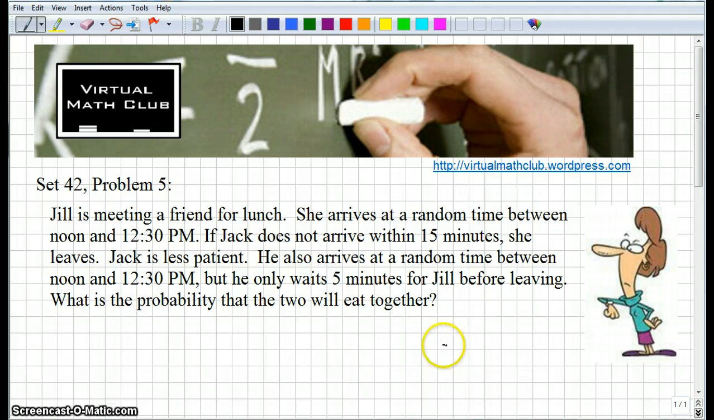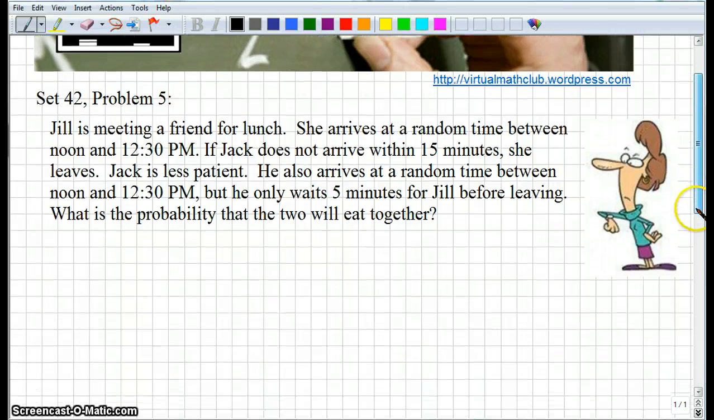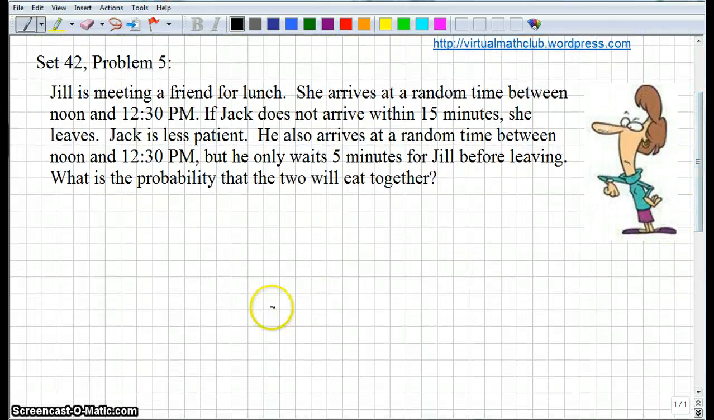Alright, now this is a tough problem, and the key to it is visualizing the problem, okay? We need a visual. And the key is to graph it, okay? So I'm going to draw a graph. I'm going to put Jill's arrival time on the x-axis, and I'm going to put Jack's arrival time on the y-axis.